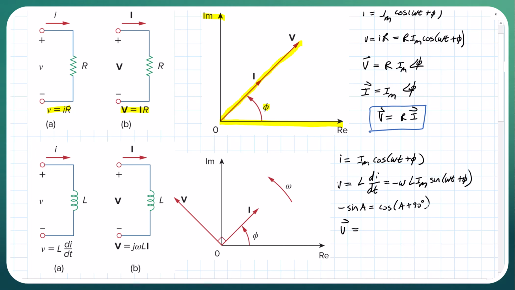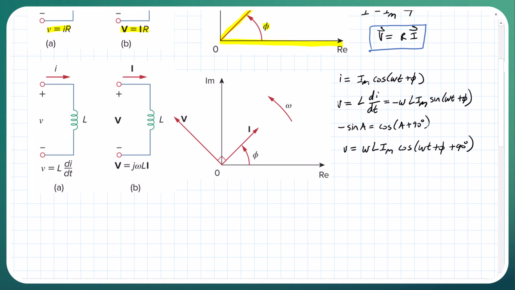Then we can go ahead and define this, and we can write the voltage as V. Actually, before I do that, I don't want to skip this step. Let me take it one step at a time. Just keep it in time domain for now. V equals omega L Im cosine omega t plus phi plus 90 degrees.